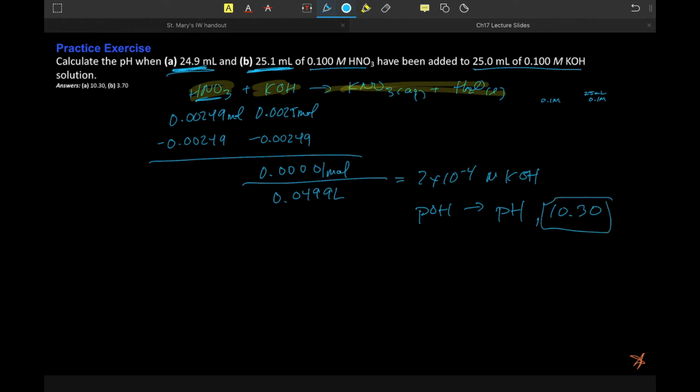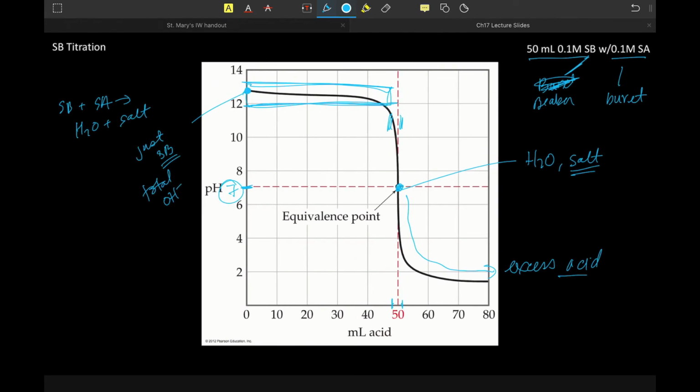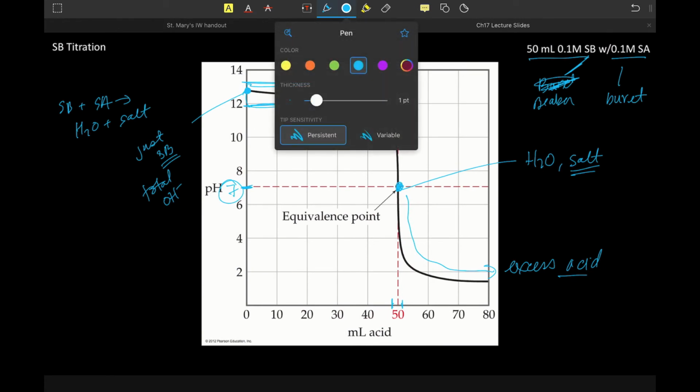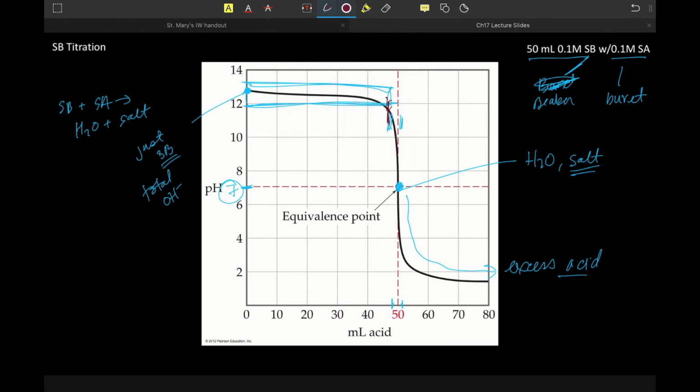And we should stop and make sure that that makes sense, right? Because if we're doing a strong base titration, before we hit the equivalence point, we should be somewhere up here, right? So we should be somewhere in the very basic range still. So then that pH makes sense, right?